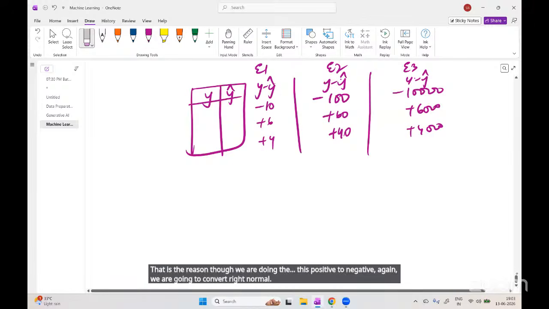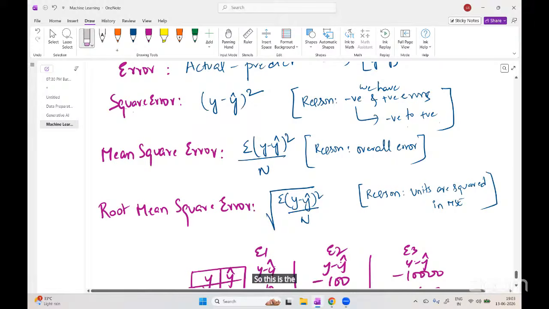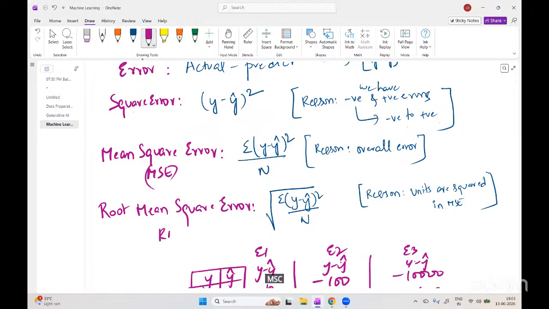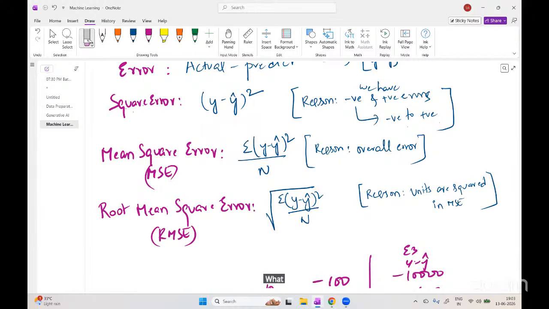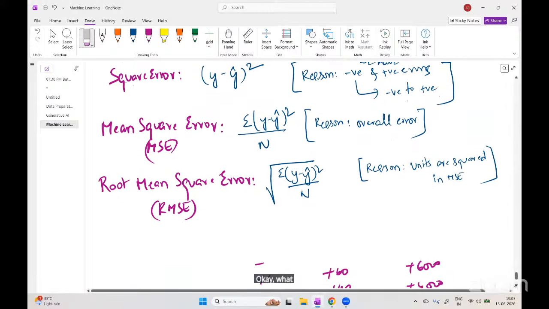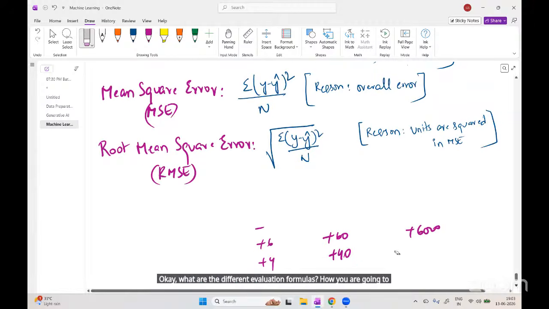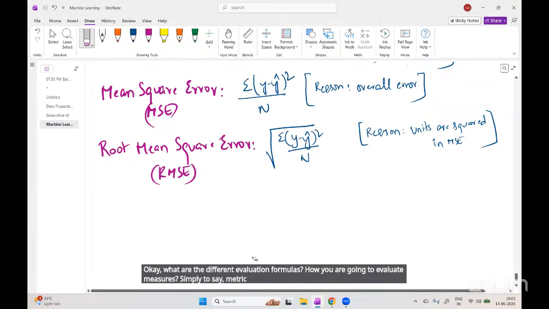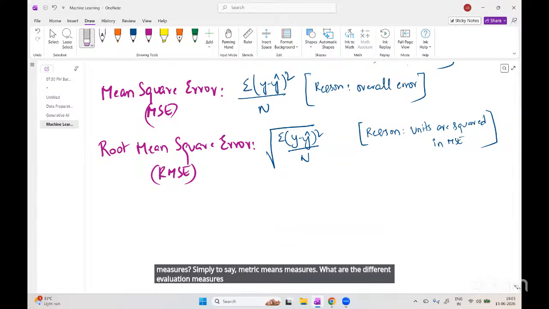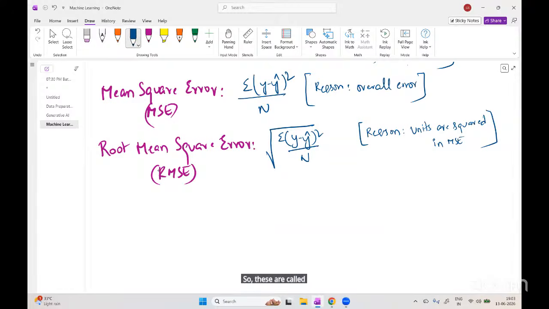Normal. So this is the metrics. These four of them are called evaluation metrics. MSE, RMSE. Okay, they are called evaluation metrics. What is meant by metric? Metric means formula. What are the different evaluation formulas? How we are going to evaluate? Simply to say, metric means measures. What are the different evaluation measures we are having? So these are called evaluation metrics.